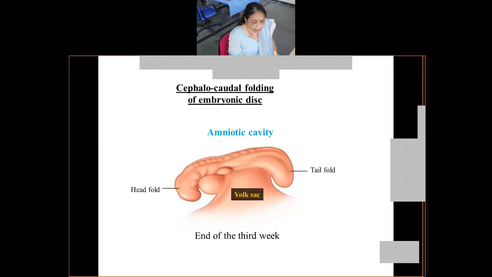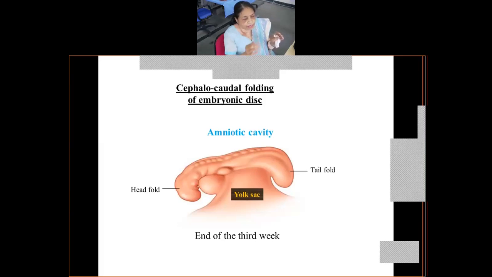Now, at the end of the third week, what will happen? The embryonic disc will be folded both headwise and tailwise. As a result, the mid portion of the embryo is projected towards the amniotic cavity, and the yolk sac, because of that folding, will be incorporated inside the embryo and will form the gut. The fold towards the cranial end is known as the head fold, and the fold towards the caudal end is known as the tail fold.